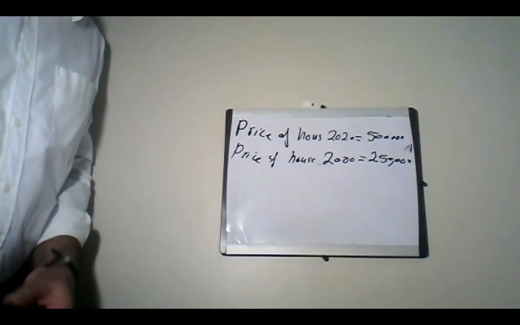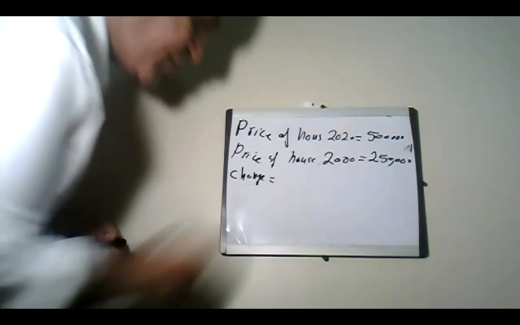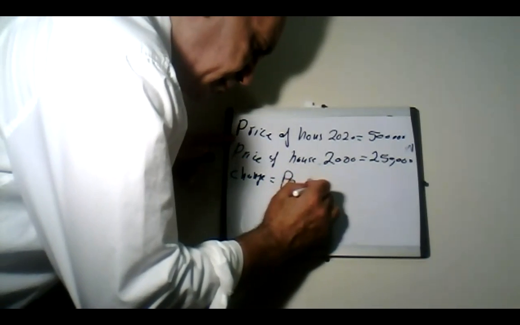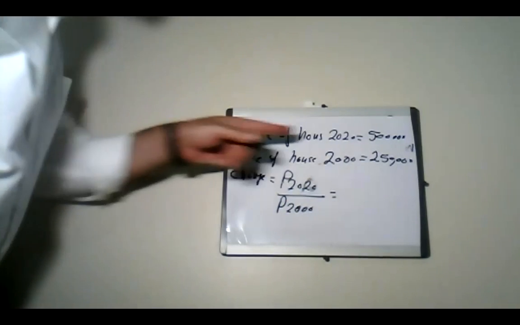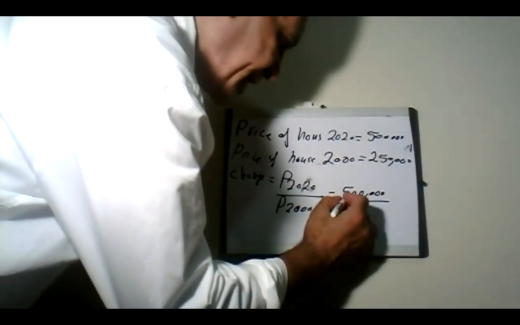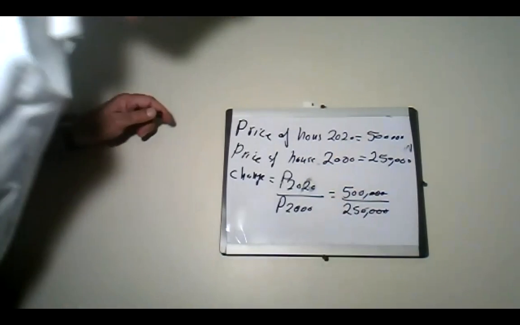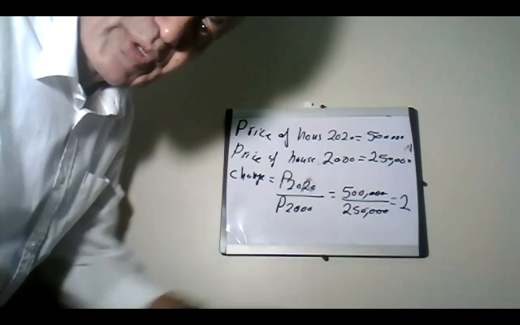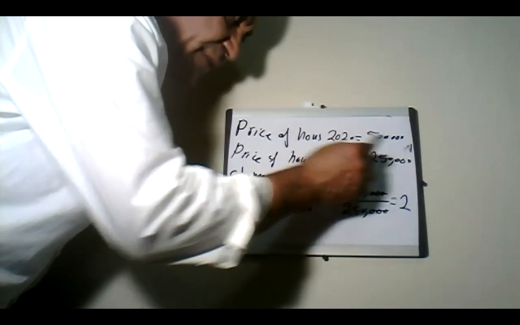Okay, now let's study the movement in prices by the CPI. The change in prices, as a percentage, equals the price of 2020 divided by the price of 2000. The 2020 price is 500,000, divided by the price of 2000, which was 250,000. 50 by 25 will give me 2. It means the price is doubled, two times more. It was 250,000 for the house in 2000, and now it became 500,000 in 2020.